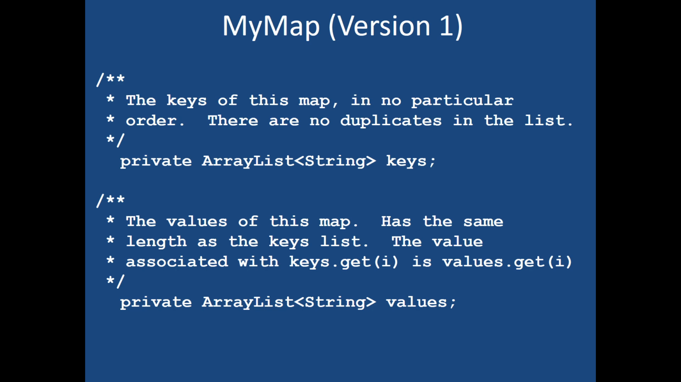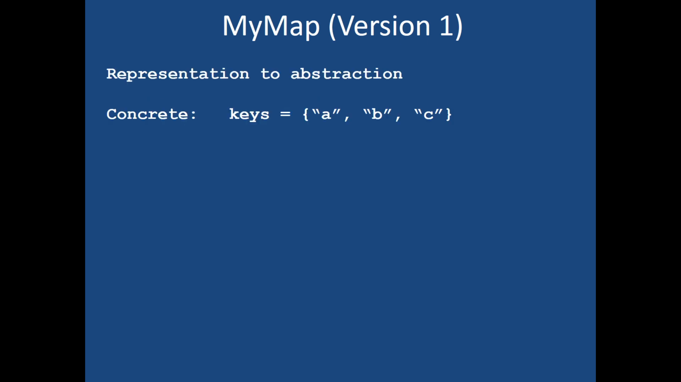So we have an array list called keys, and the comment says the keys of the map in no particular order. And there are no duplicates in the list. You can't have duplicate keys. And then for the values, it says the values of this map has the same length as the keys list, and the value associated with the key at index I is the value at index I. So that's pretty much what we said, right? So let's play this game.